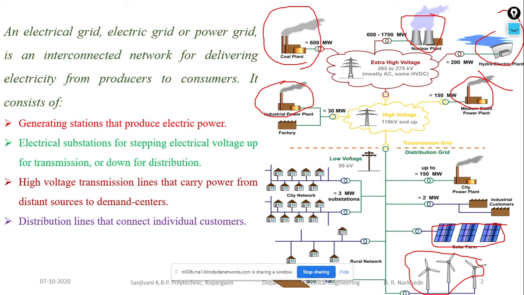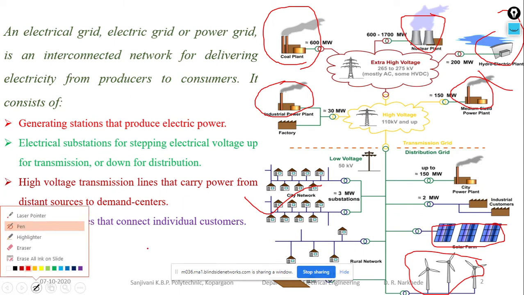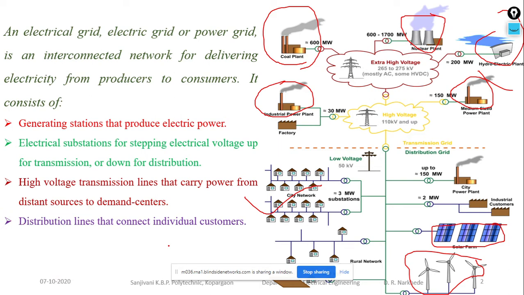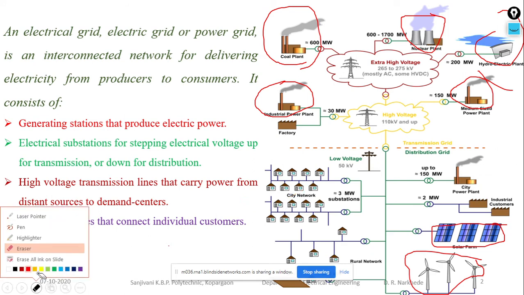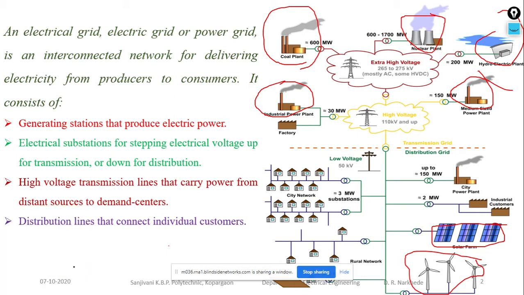All the generating stations are connected together. But I am not only connecting the generating stations, along with them I am connecting the consumers also. This is the city network, one of my consumers. I will show the consumers using a blue color. So these are my consumers, which are again divided into urban consumers and rural consumers.